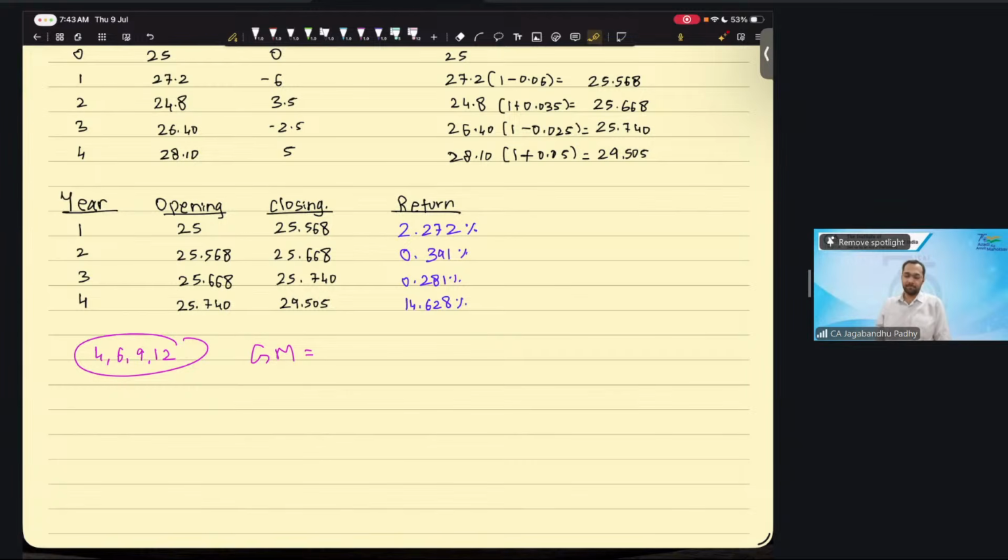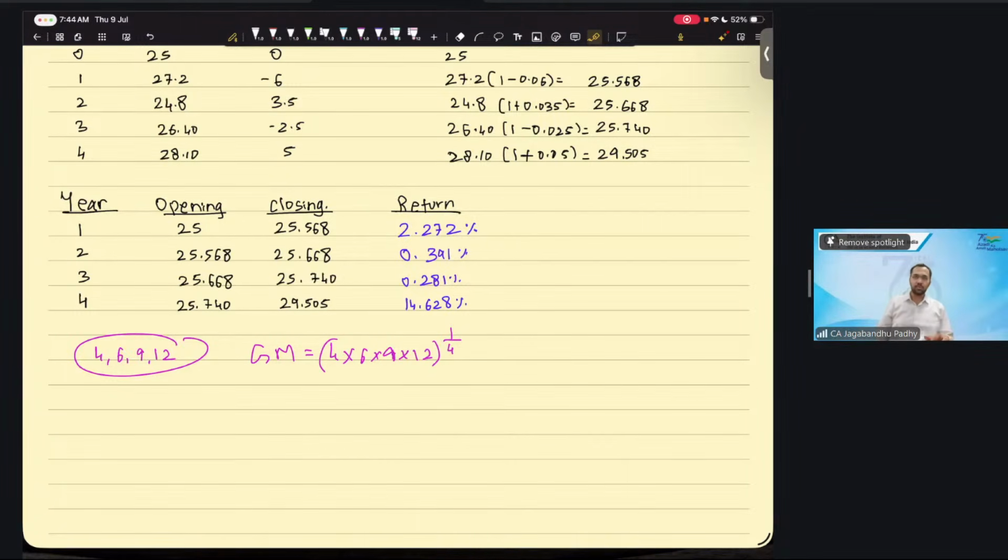Well, geometric mean is actually calculated as 4 into 6 into 9 into 12, the whole raised to 1 by 4, right? Geometric mean is multiplying all of them and then taking that particular root. If it's four numbers, then you have to take the fourth root. If it's five numbers, you have to take the fifth root. If it is two numbers, you have to take the square root. Okay, got it?